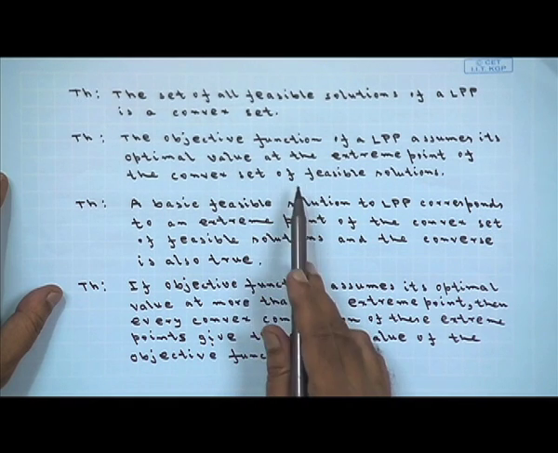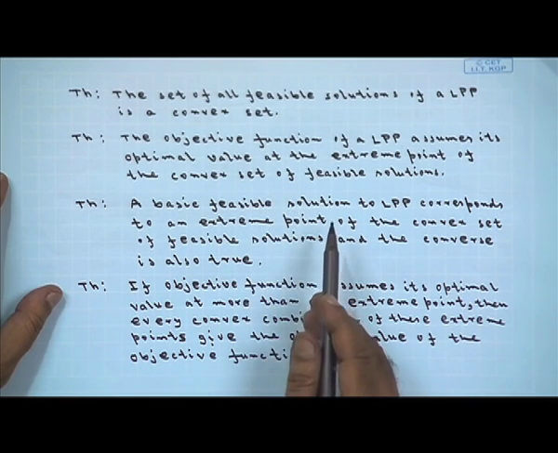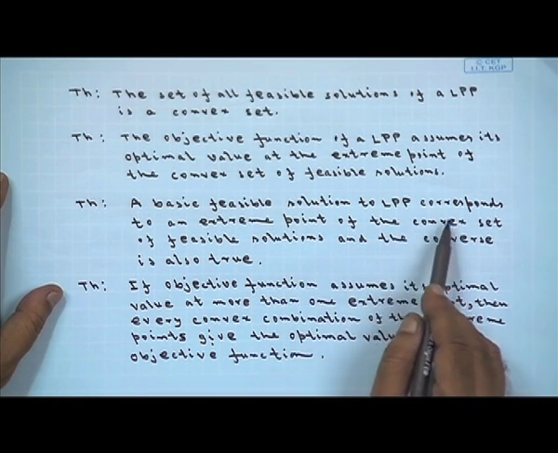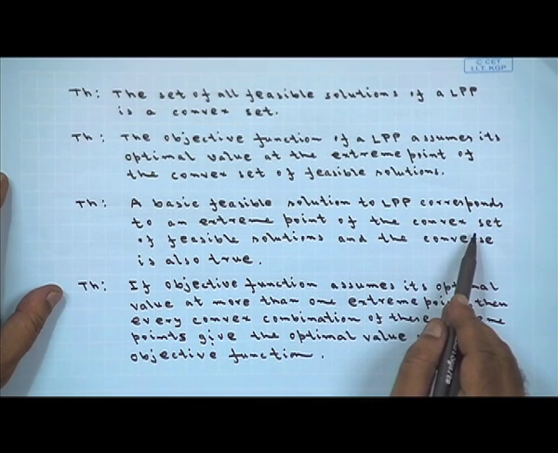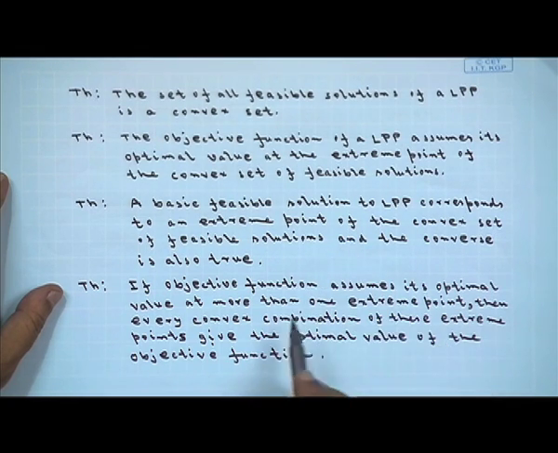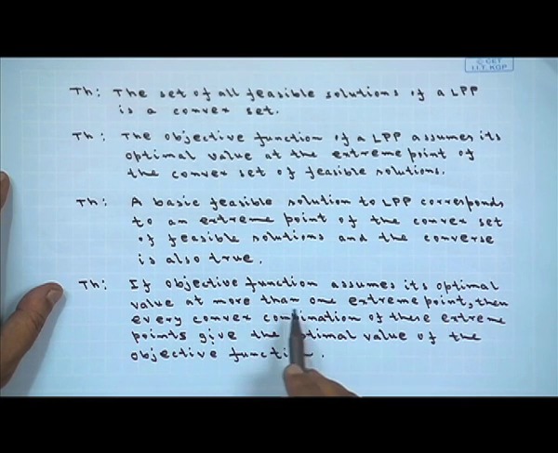So, basically these two theorems are saying if and only if: it has been proved by the second part that a basic feasible solution to an LPP corresponds to an extreme point of the convex set of feasible solutions, and the opposite is also true. The last theorem says if the objective function assumes its optimum value at more than one extreme point, then every convex combination of these extreme points gives the optimum value.